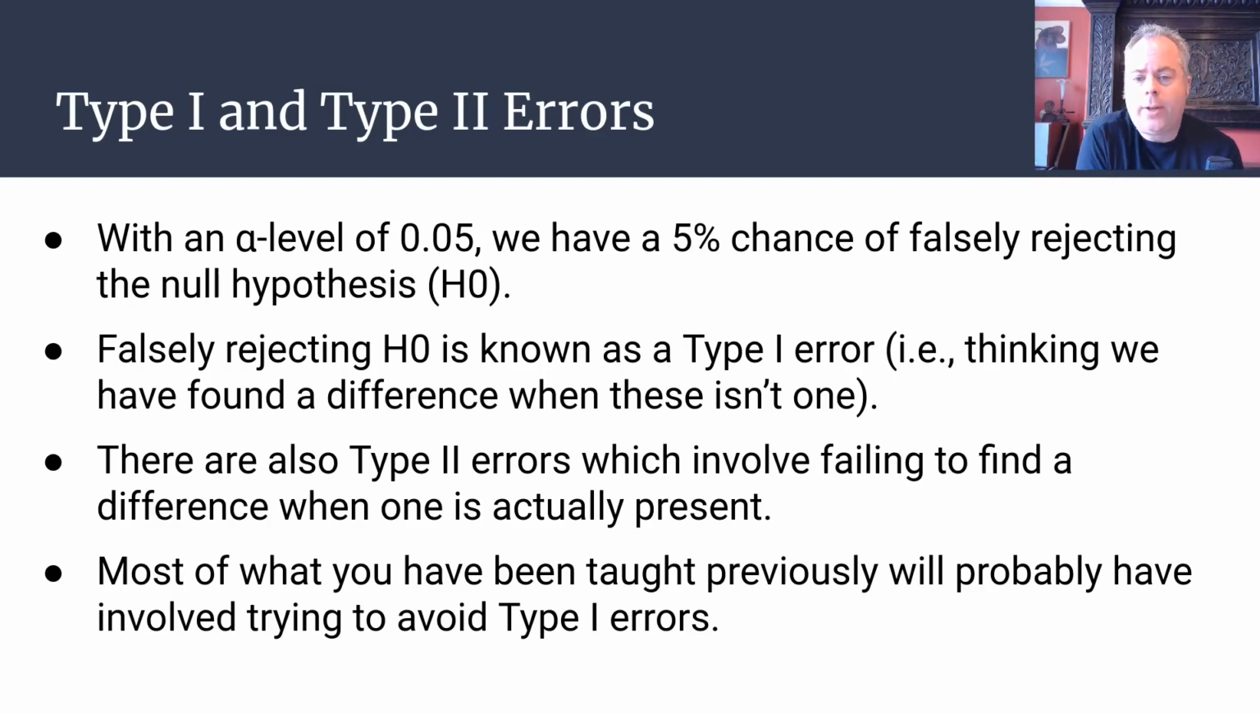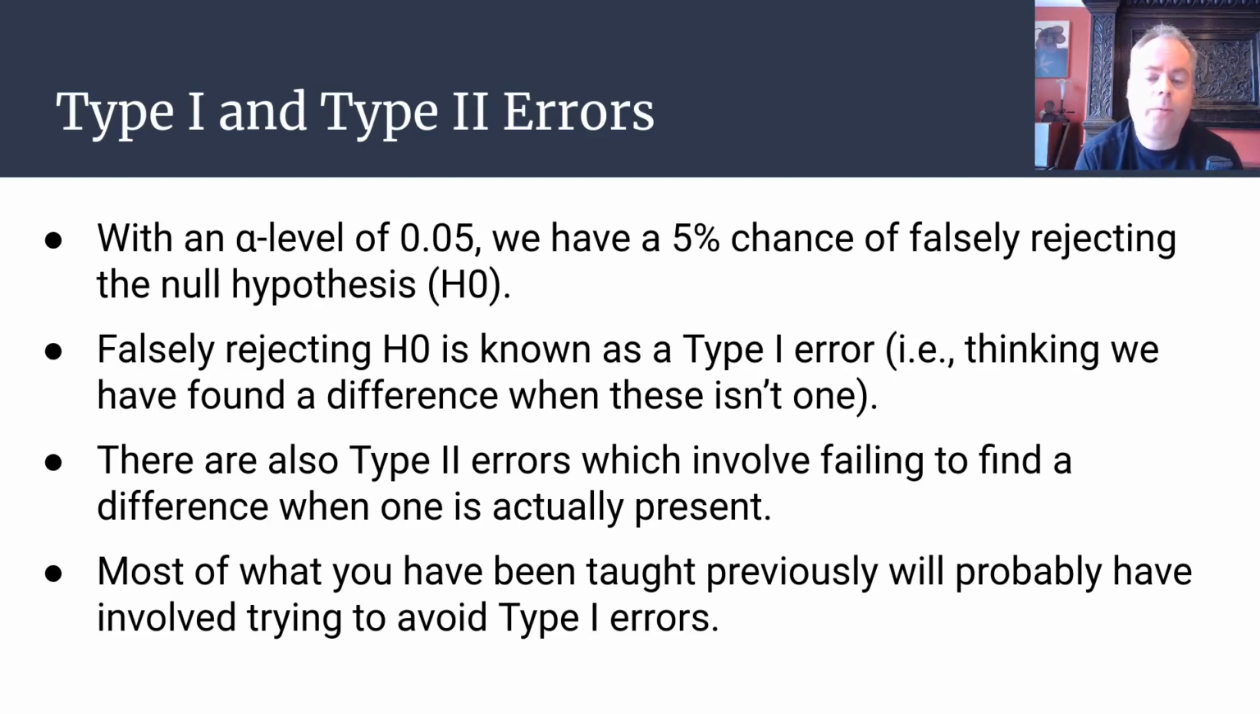So in the context of p-values, and null hypothesis significance testing more generally, we have to consider what's known as type 1 and type 2 errors. With a critical alpha level of 0.05, that means we've got a 5% chance of falsely rejecting the null hypothesis. This is a type 1 error, and falsely rejecting the null hypothesis means that we think we have found a difference in our data when there isn't actually a difference to be found. So it's thinking we have an effect where we don't actually have an effect.